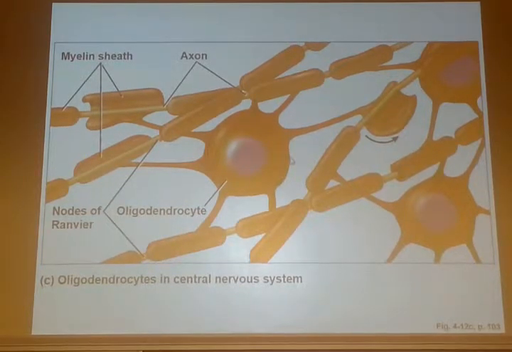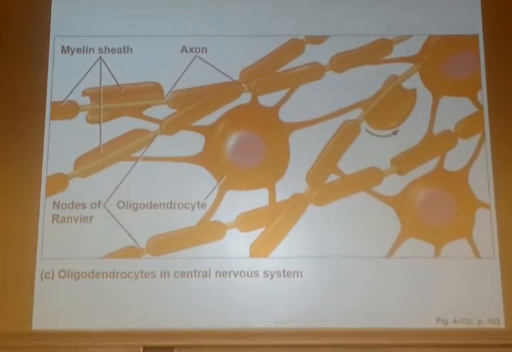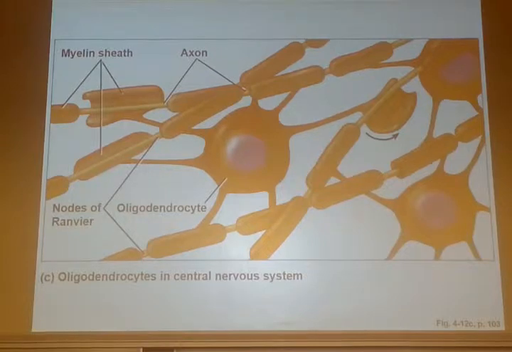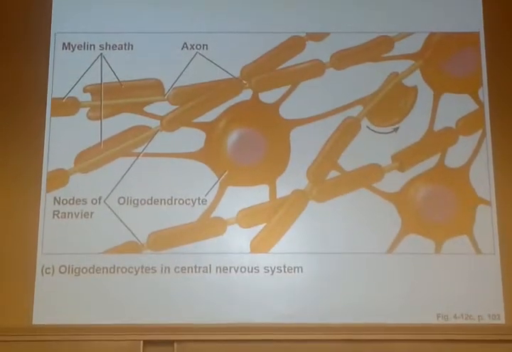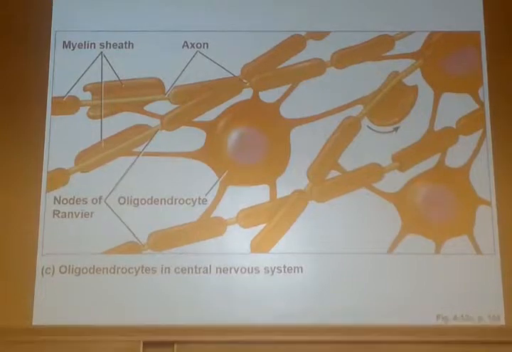In the central nervous system, you don't have the luxury of space. You've got to get myelin created in close quarters. So one cell being able to myelinate several axons allows for the myelination to occur with less cell body in the way.